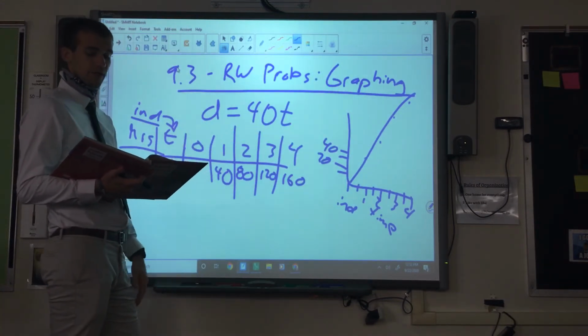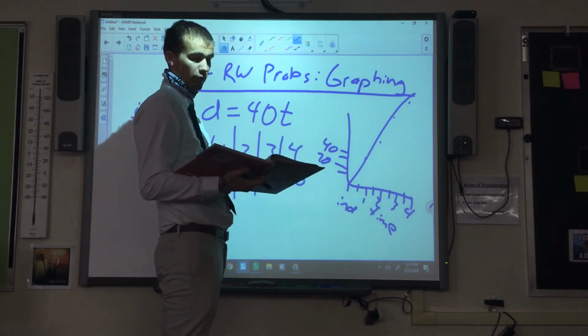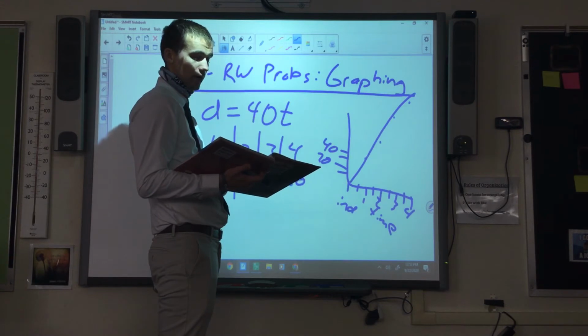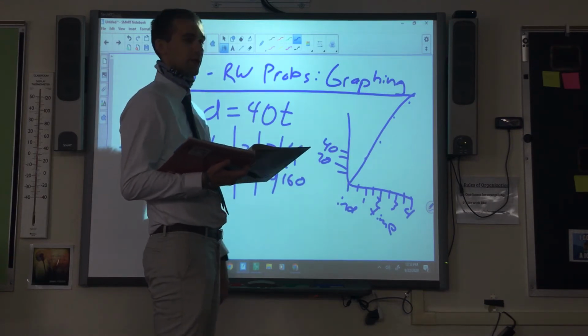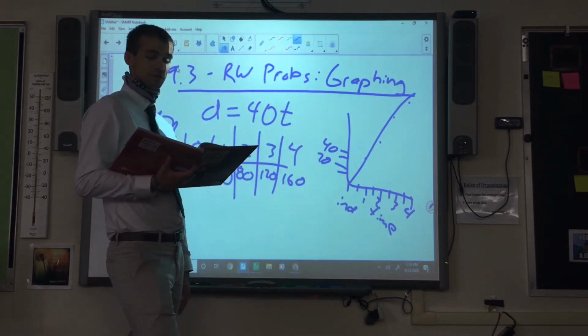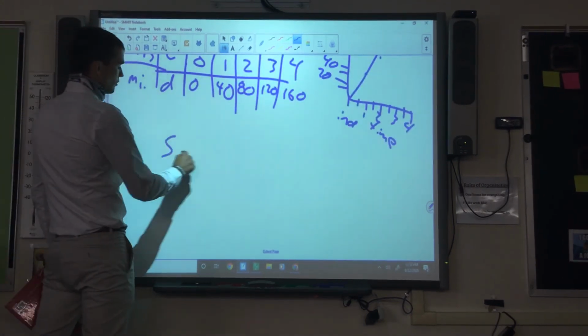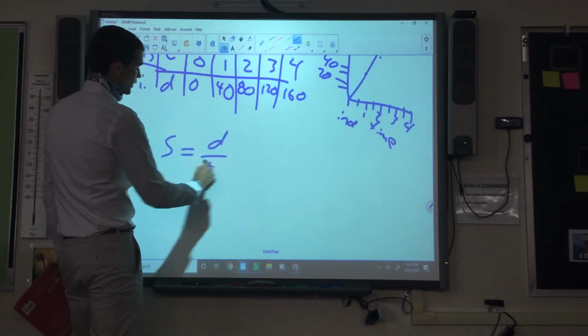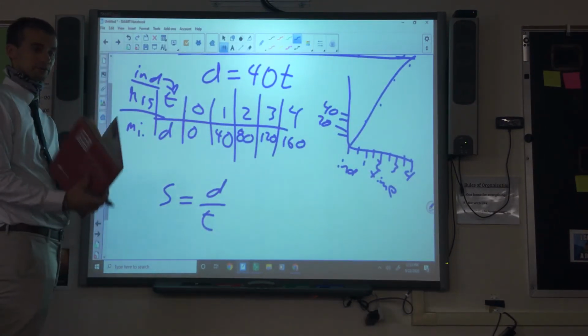Then it says, how far did Angela drive in 3.5 hours? Well, if you look at the graph, you look halfway between 3 and 4. That's 3.5. Go straight up, and it meets at 140. So how far can she drive in 3.5 hours? 140 miles. At what speed is Angela driving? Well, we know speed is distance over time. We already know that she goes 40 miles in 1 hour, so she's going 40 miles an hour.